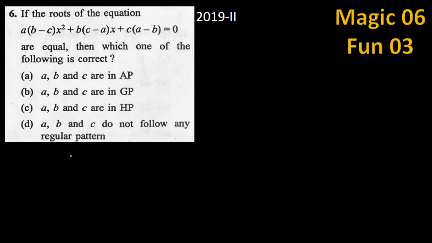Okay. Let's take the second one. If the roots of the equation x square plus this x plus this is equal to 0 are equal, equal root means what? B square should be equal to 4ac. Okay, b square minus 4ac should be the same. Then which one of the following is correct? Please go through the magic 06 and fun class number 03 to get the concept.